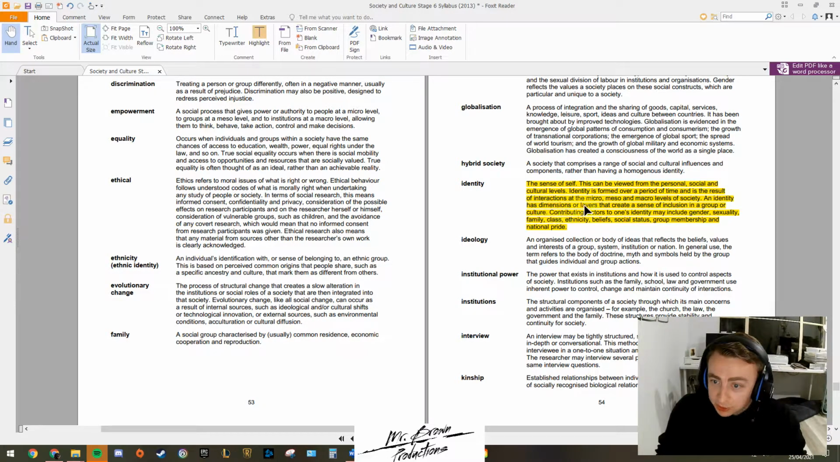Other things that can contribute to one's identity are things like gender, sexuality, family, class, ethnicity, beliefs, social status, group membership, and national pride. So for example, gender, whether you identify as male or female or other, can significantly affect your social and personal and cultural identity. So for example, a lot of males and children growing up are given things like trucks, so their cultural identity is shaped by the fact that they are going to be more likely to maybe pick careers that correspond with those things.